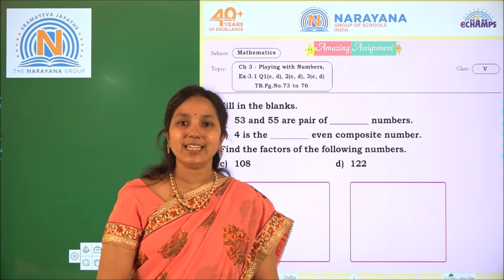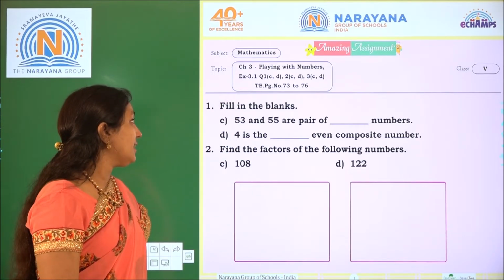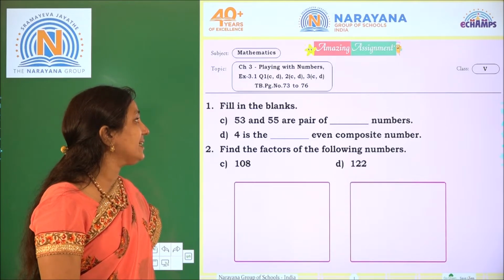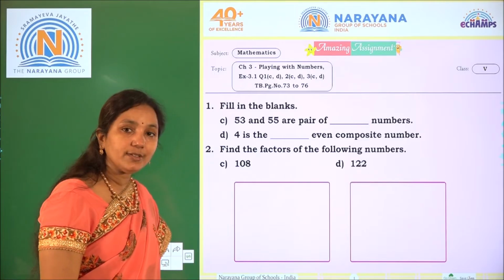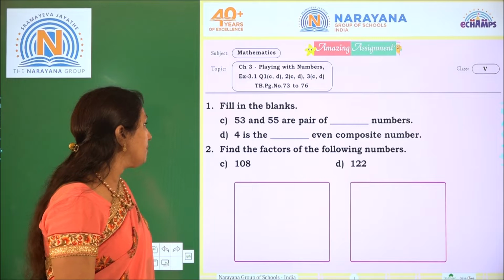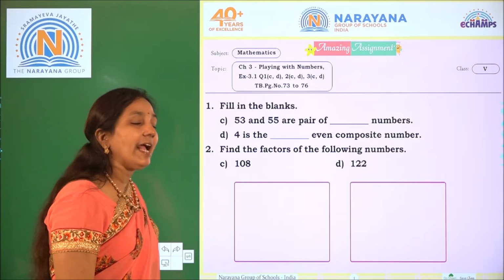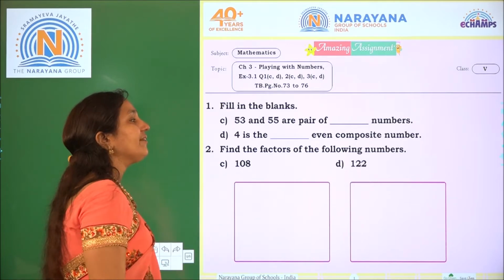Today our marking assignment is chapter 3, Playing with Numbers. Exercise 3.1, question number 1 (c, d), 2 (c, d), 3 (c, d). You can refer to textbook pages 73 to 76. The first one is fill in the blanks. 53 and 55 are a pair of dash numbers. So what type of numbers are 53 and 55?